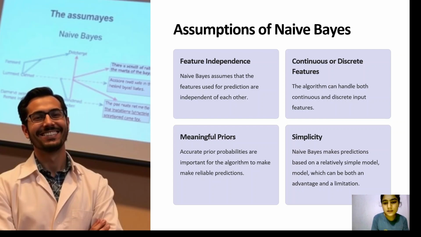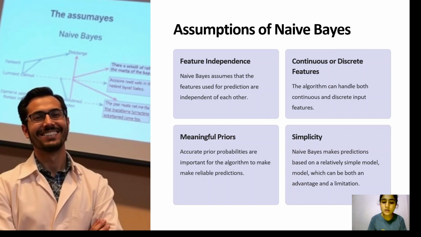Feature independence. Naive Bayes assumes that the features used for predictions are independent of each other. As I said earlier, in the example the words are independent of each other. So we can understand here that the features should be independent of each other. Continuous or discrete features: if the features are independent, it can be performed on both continuous or discrete input features.